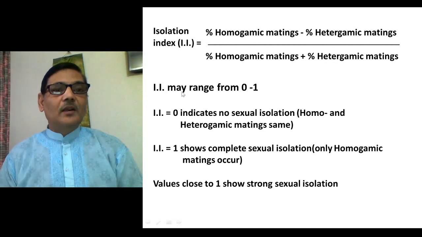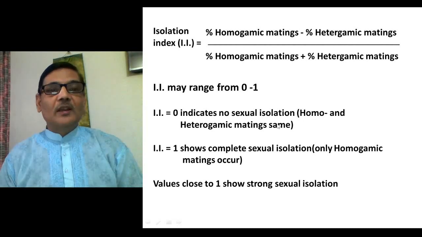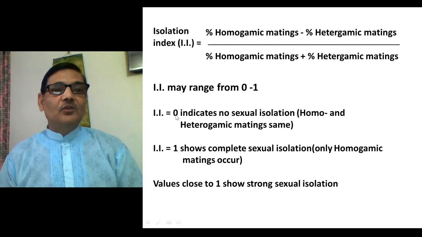This isolation index value ranges from 0 to 1. If you find this value 0, it indicates no sexual isolation. It means homogamic and heterogamic matings are the same. If homogamic and heterogamic matings are, suppose, 50-50%, so 50 minus 50 is 0, divided by 50 plus 50, which is 100, so the final result will be 0. So if 0 is the isolation index value, then that indicates there is no sexual isolation, meaning both species are not sexually isolated at all.